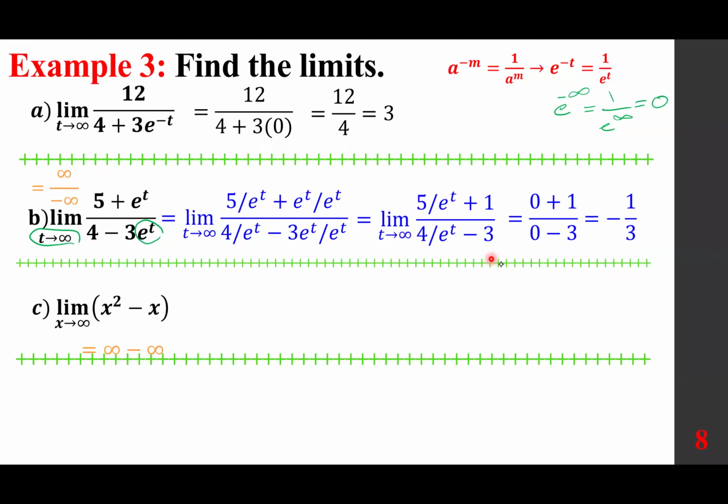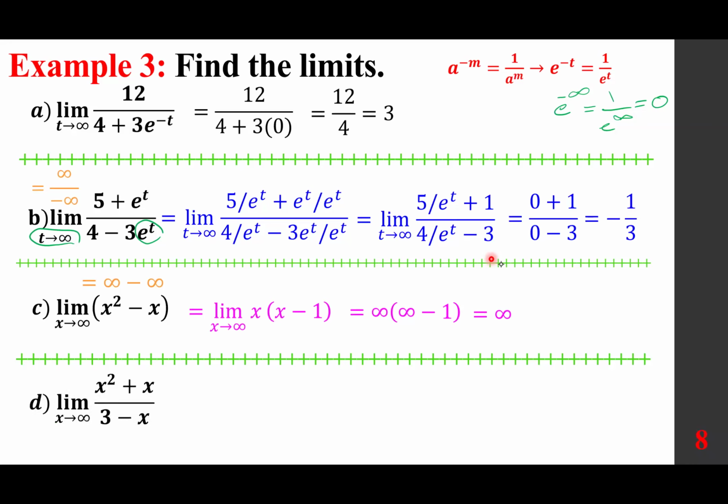Plug in, you get infinity over infinity. The technique is factoring. We factor the x out. It results in infinity times infinity minus 1, which is again infinity. In the previous page, infinity minus infinity ended up giving us 0, and now we have a different answer, infinity. In this case, again, if you work it out, you get infinity over minus infinity.